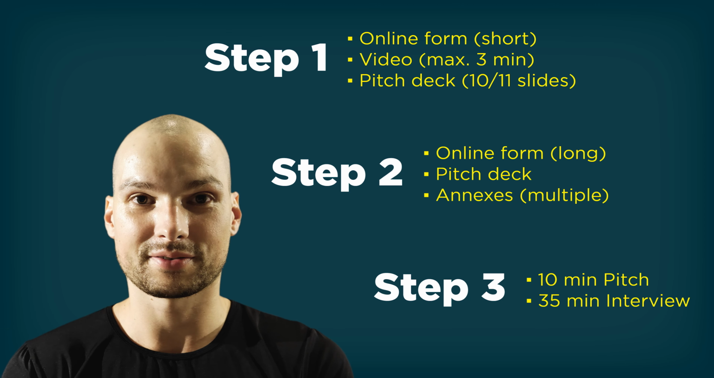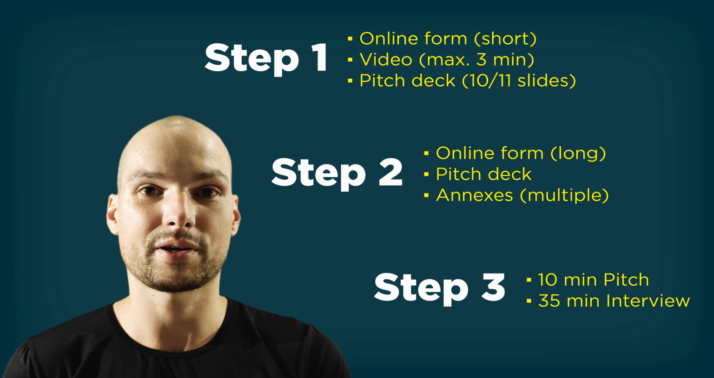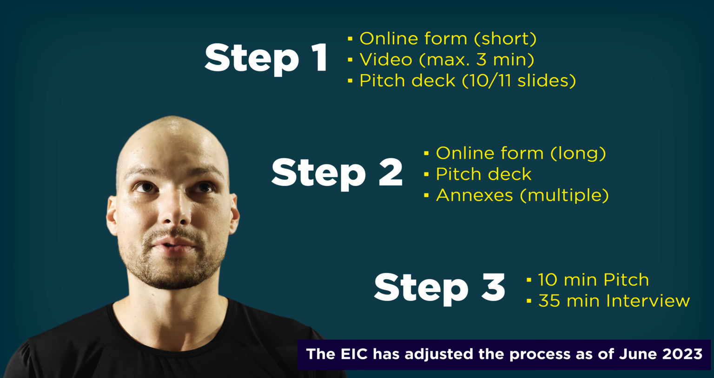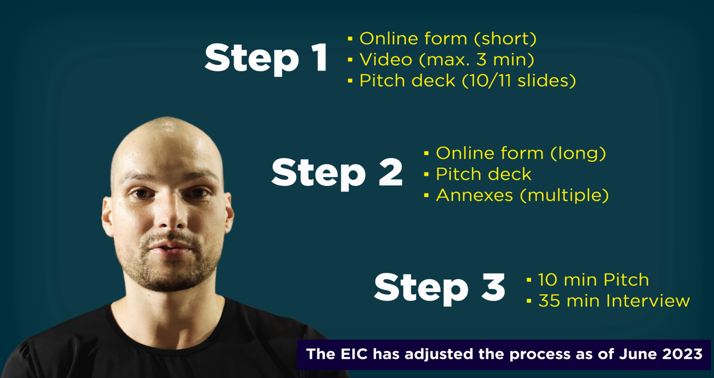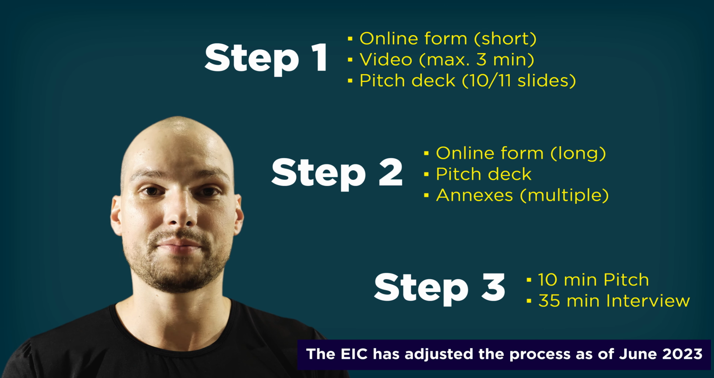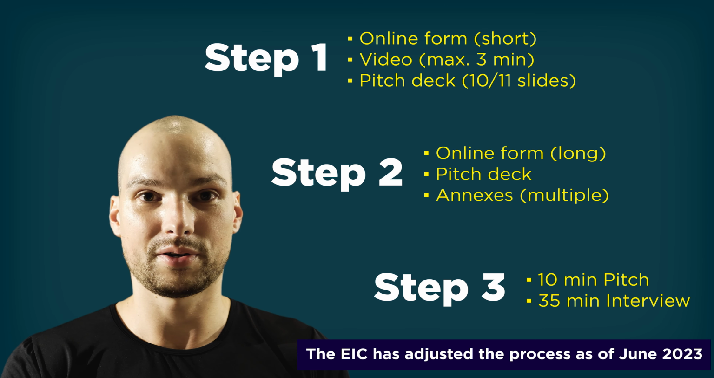To apply to the EIC Accelerator, there are 3 steps. Step number 1 is relatively short, so this is a short application. The entire application process is happening in an online platform. So this is not a grant application where you have to create a PDF file and then you upload the PDF file. This also exists, but just as an annex, but the main text of the application is all going to be in form fields.